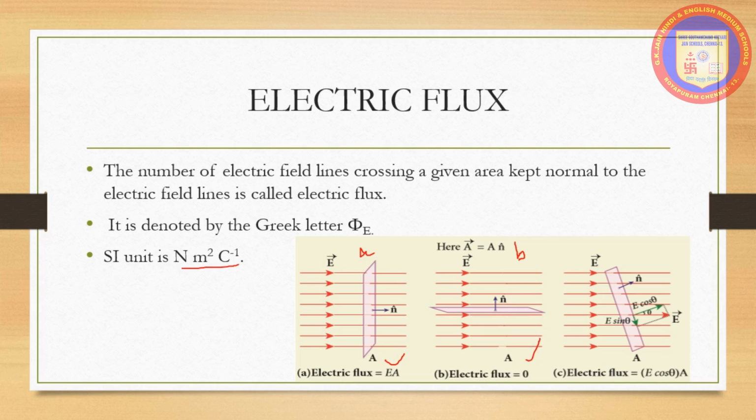If the area is inclined at an angle theta with the field, then the component of the electric field perpendicular to the area alone contributes to the electric flux. So in this case, phi E is equal to E cos theta into A.